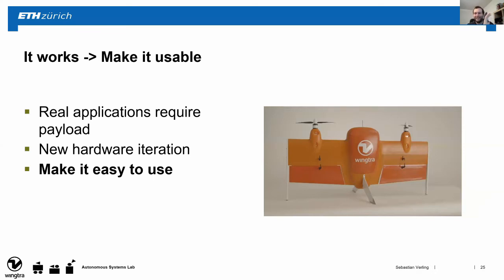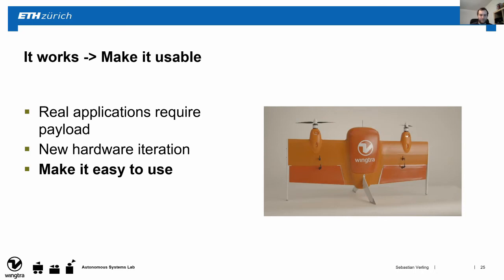So now that we had a system where we could show that we can hover, we can transition, and we can cruise, we also needed to have something that is usable, right? The problem with the design that we had before was that it was just a plank and it couldn't carry anything. For real applications, we also need a payload, be it parcels for transportation or cameras for aerial imagery. So that's why we went for a design iteration where we added this payload belly that you can see here.